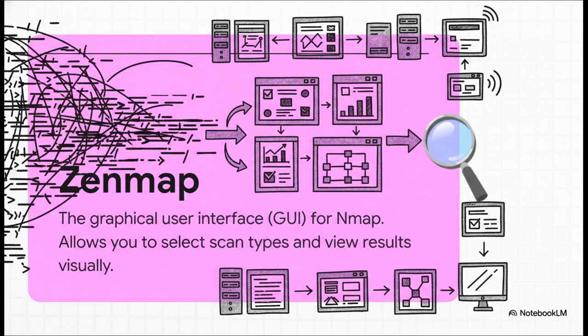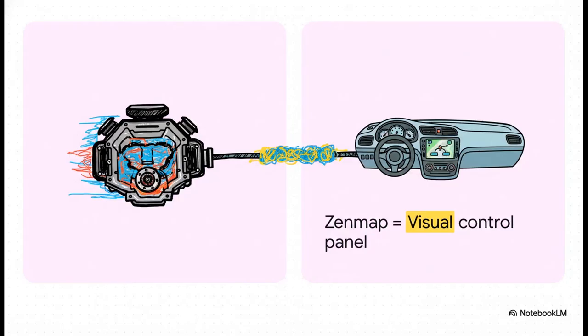That's where Zenmap comes in. It's the official graphical user interface, or GUI, for Nmap. It takes all that powerful data and just makes it, well, easy to see and work with. So here's the best way to think about it. Nmap is like the high-performance engine of a race car. It's got all the raw power. Zenmap, on the other hand, is the dashboard. It's the speedometer, the GPS, all the controls that make driving that powerful engine a piece of cake.